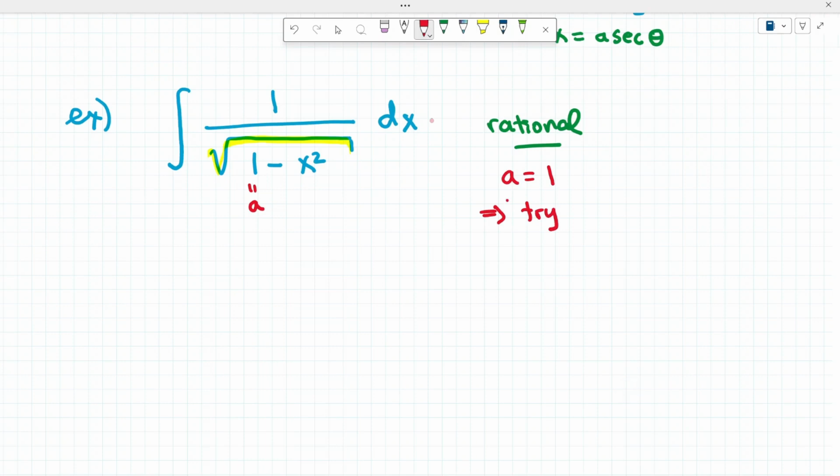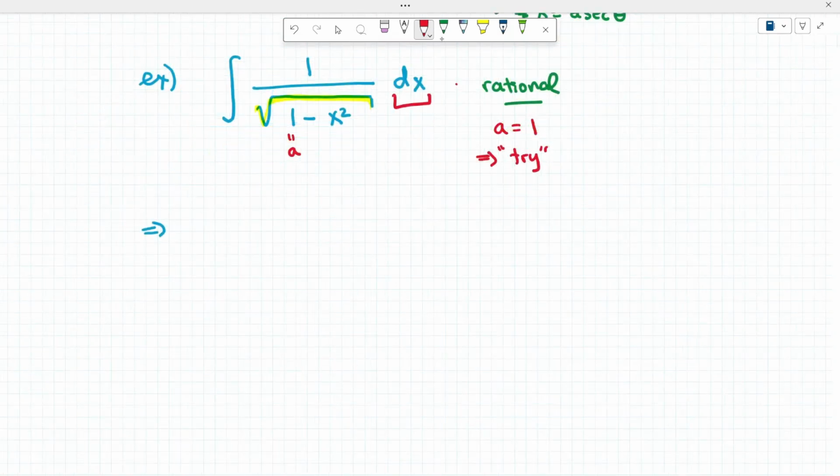That's why we use a quote-unquote try. Most of the time it will work, but just be aware that in some situations you might have to try a few other tools as well. Here, exactly. So we are going to try that x equals a sine theta. And in this case, a equals 1. So that means our x equals sine theta.